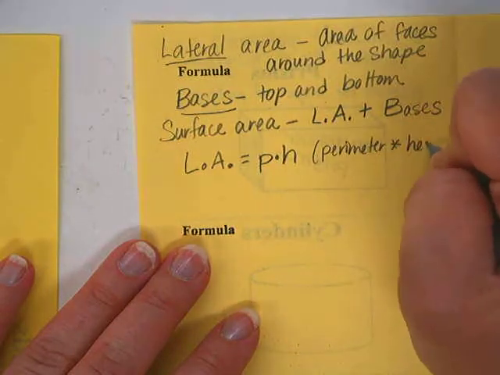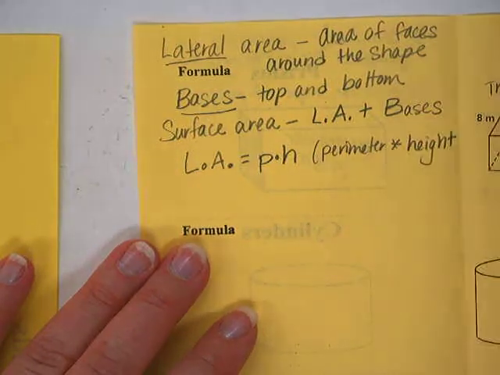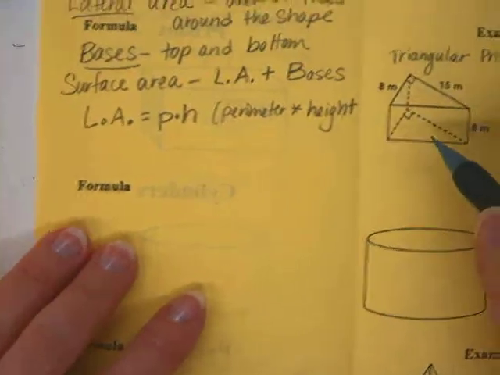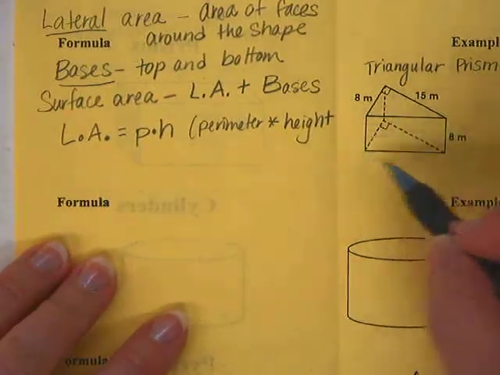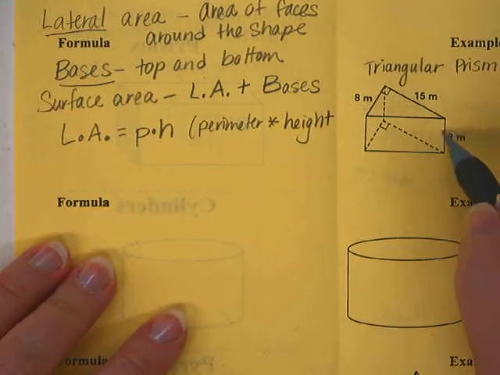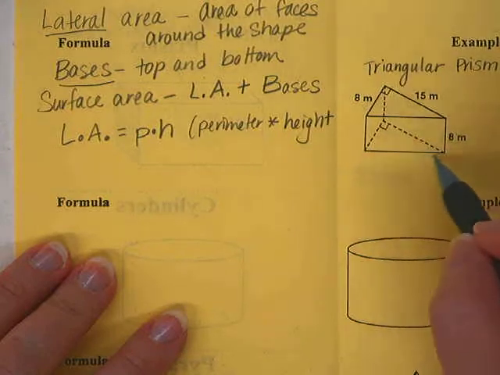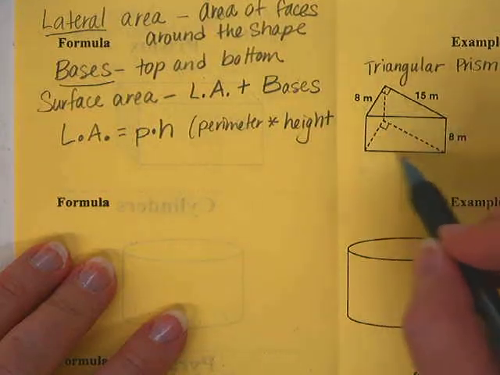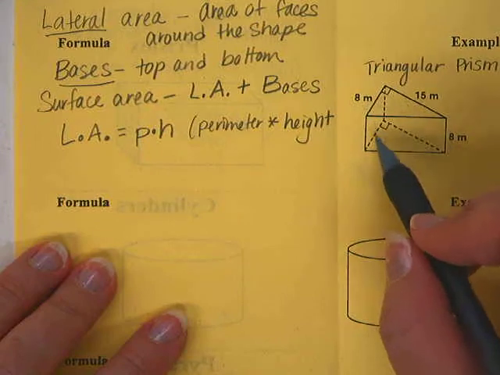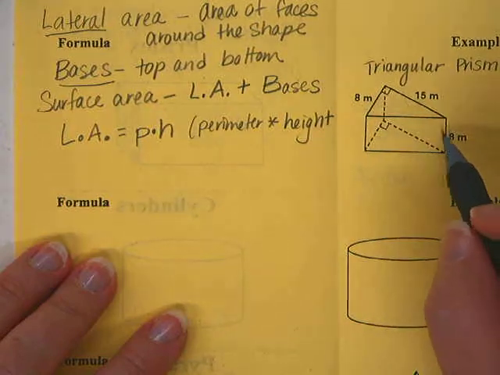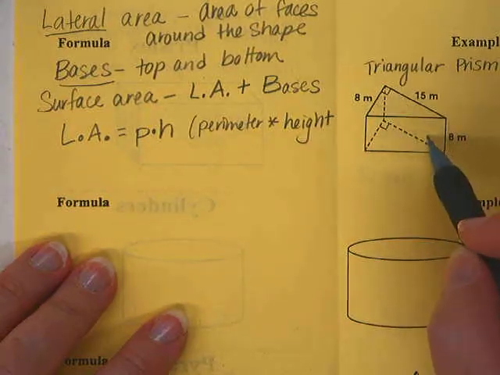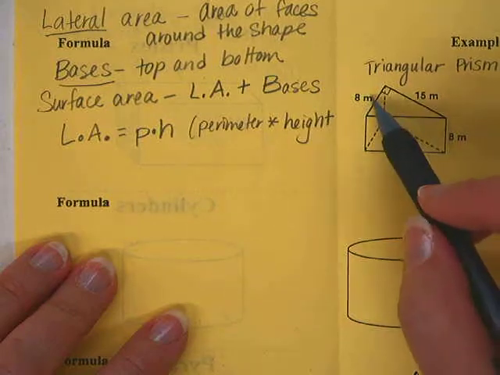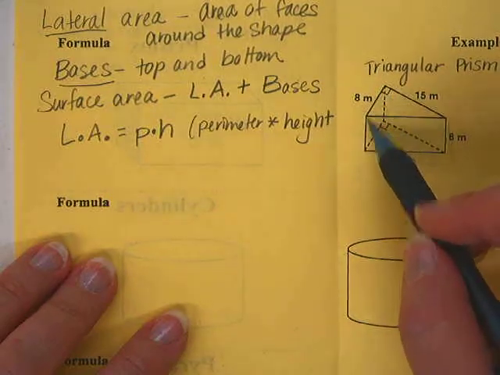And P is perimeter. Perimeter times height. So these are all rectangles around the outside, right? The rectangles around the outside each have a height that's the same, and they have a base length. So if I wanted to find the size of that rectangle, I would do base times height.